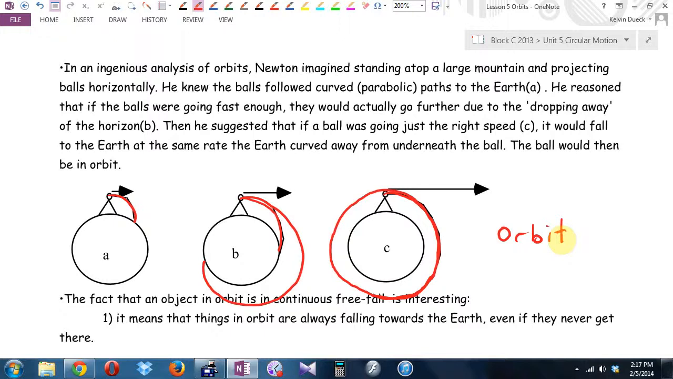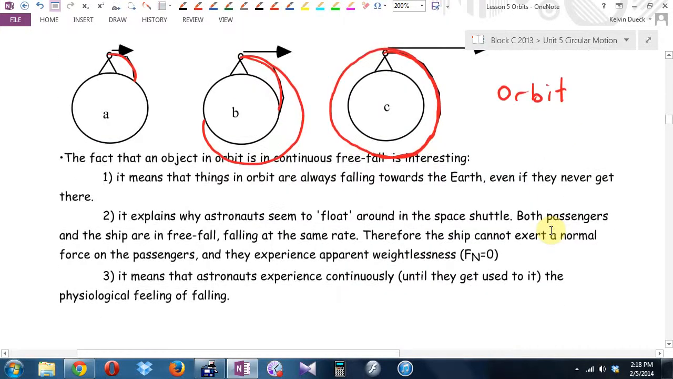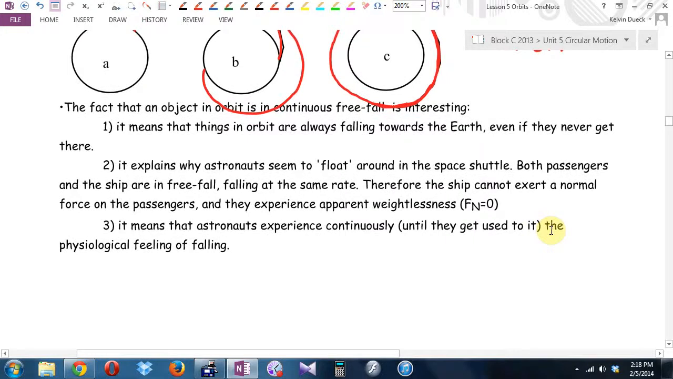But the fact that they can maintain that no normal force for a long time, they'll call it microgravity to distinguish from no gravity. That means you can do some really neat experiments up there, some very interesting science applications that you just can't do here on Earth. So the fact that an object is in continuous free fall is interesting. Number one, it means that things in orbit are always falling towards the Earth, even though they never get there. Number two, it explains why astronauts seem to float. Both passengers and the ships are in free fall. They're falling at the same rate, and so the ship can't exert a normal force.